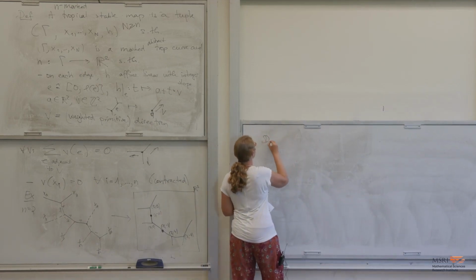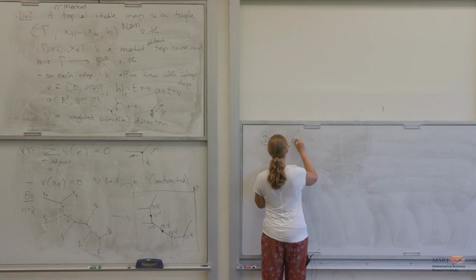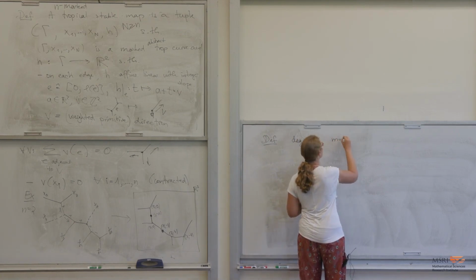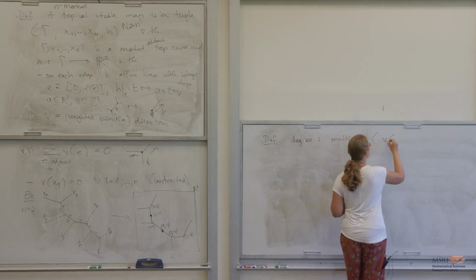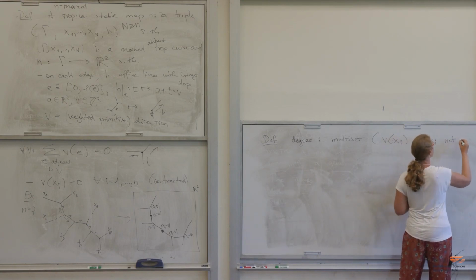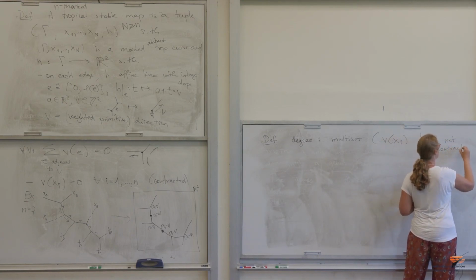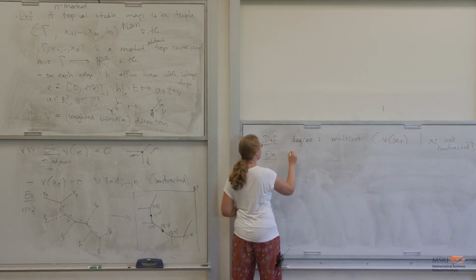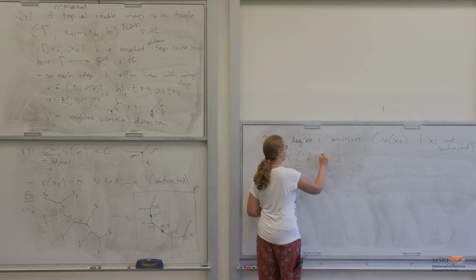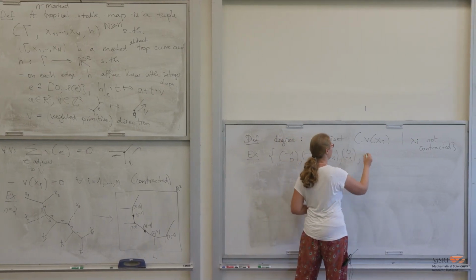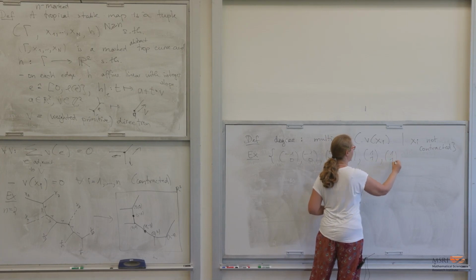Okay, now I'll define the degree of a tropical stable map, and that's going to be the multiset of directions of its ends, v of xi, but I don't include the zeros, so I say xi is not contracted. For my example that I've drawn here, what would be the degree? It would contain (-1, 0) twice, and then (0, -1) twice, and then (1, 1) twice, okay?